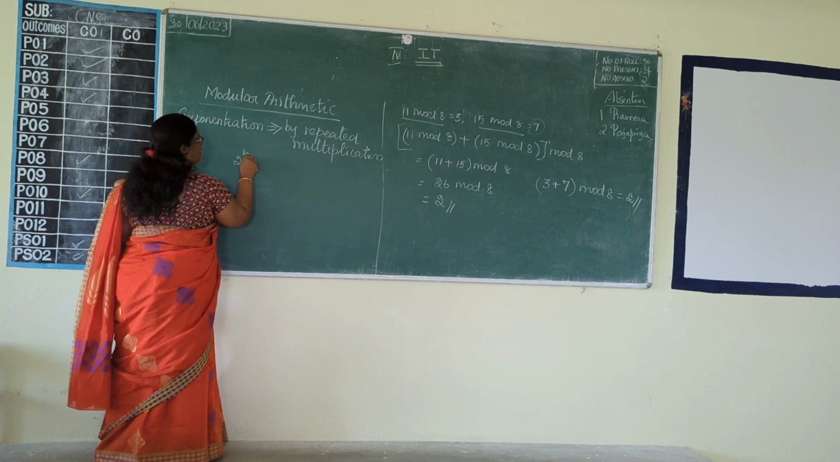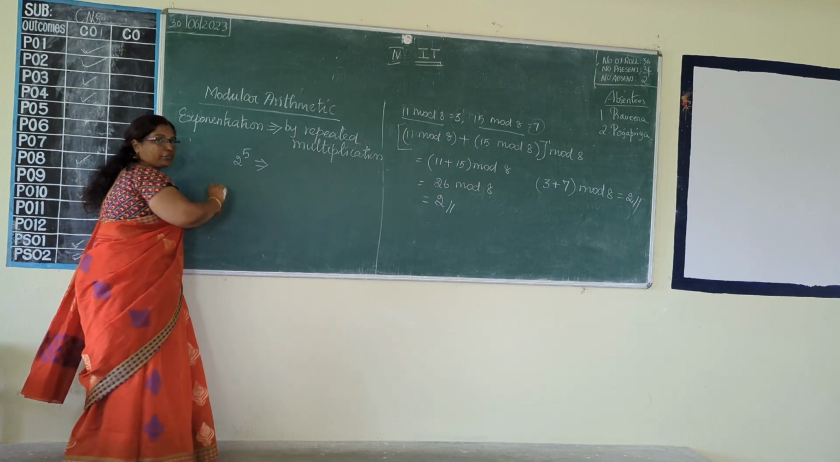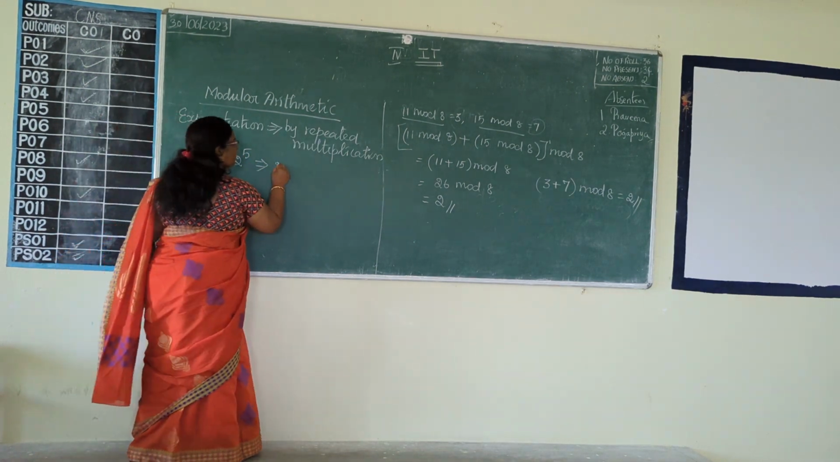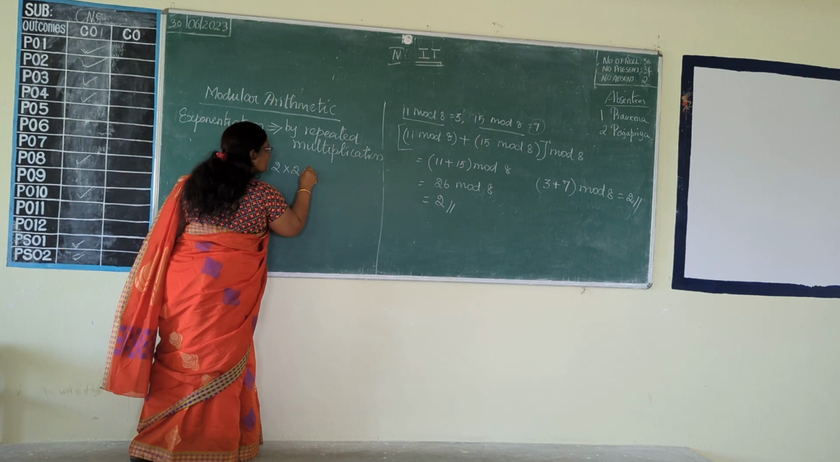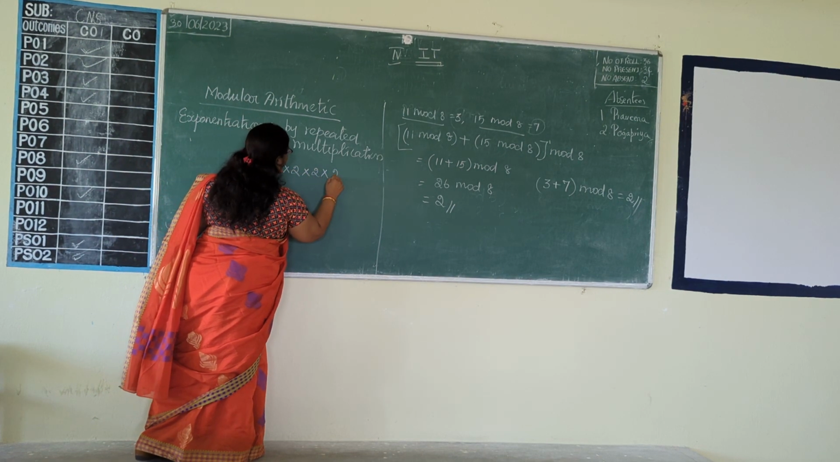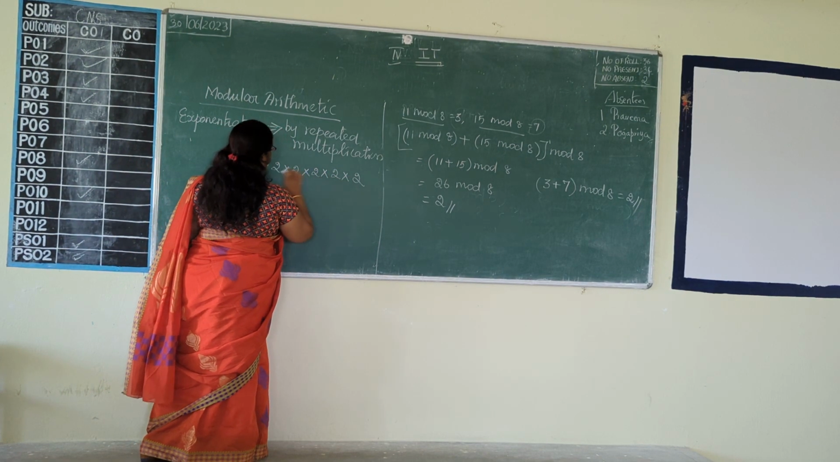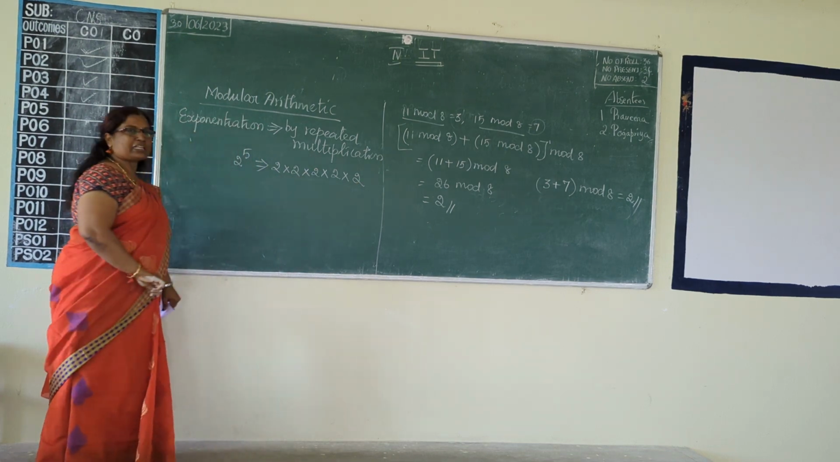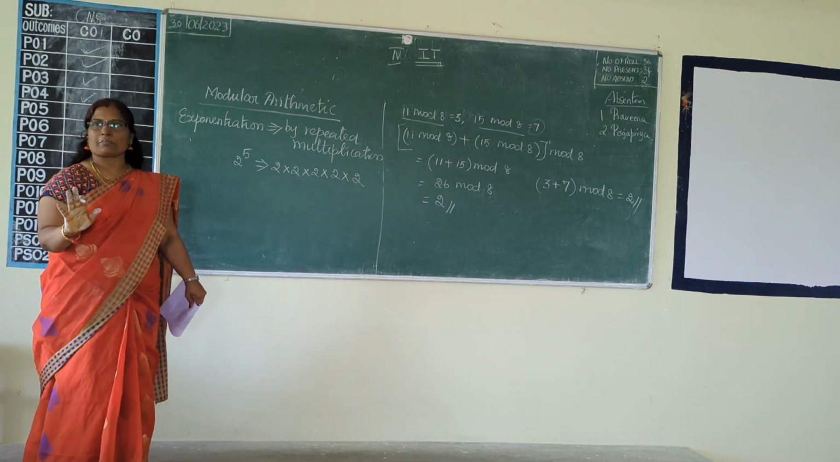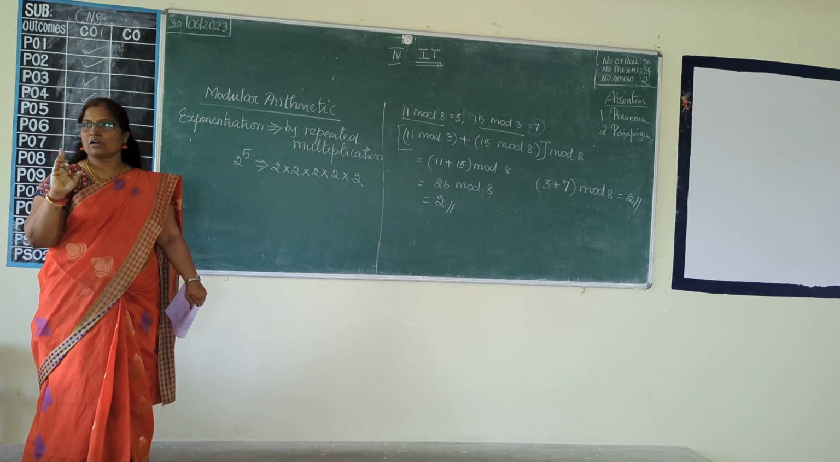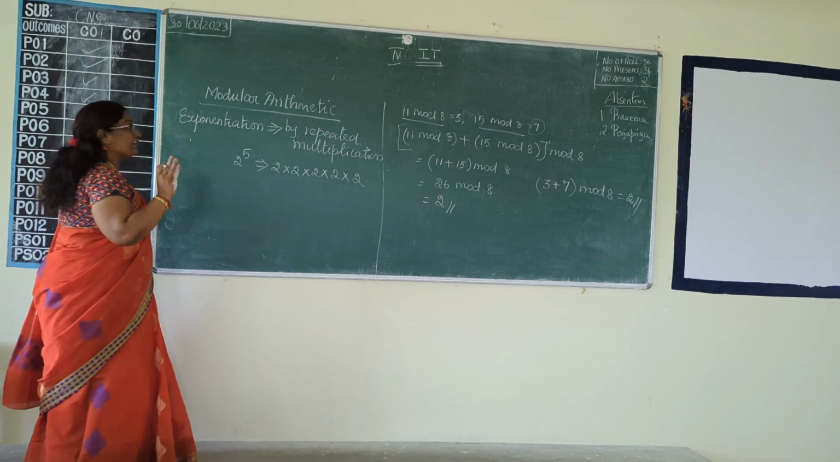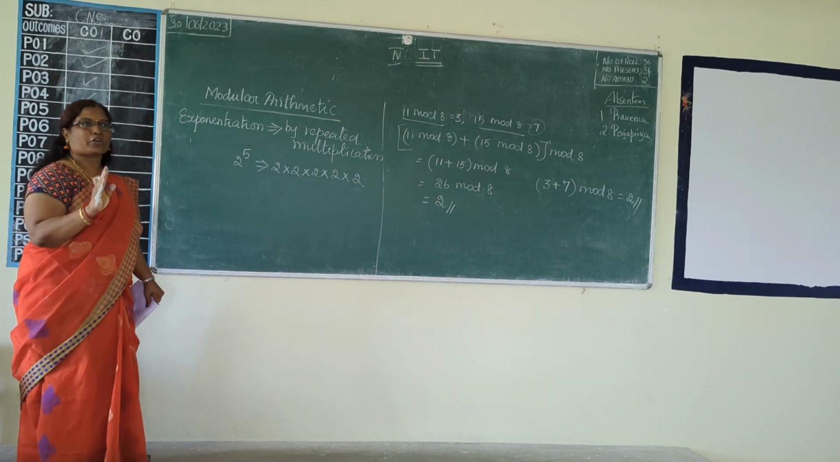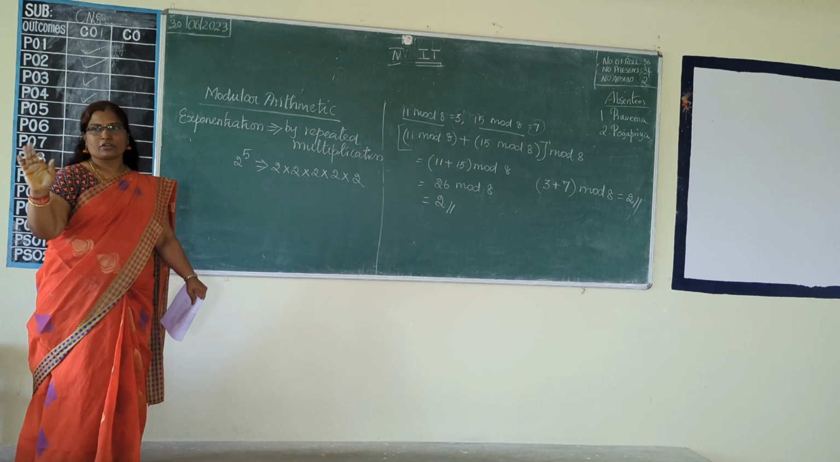Like if it is 2 to the power 5, how do we do this? 2 into 2 into 2 into 2 into 2. Correct? 5 times we multiply 2. This is the normal exponentiation evaluation. In the same way, we will be doing it in modular arithmetic also.